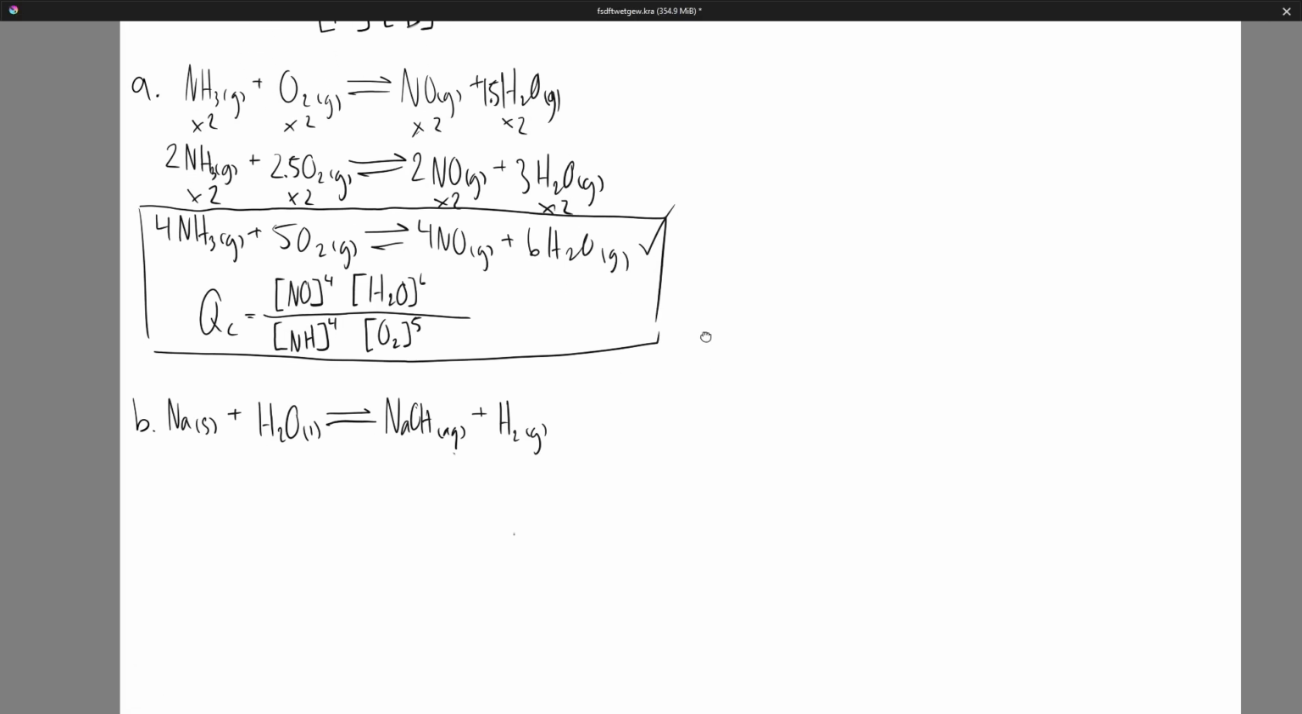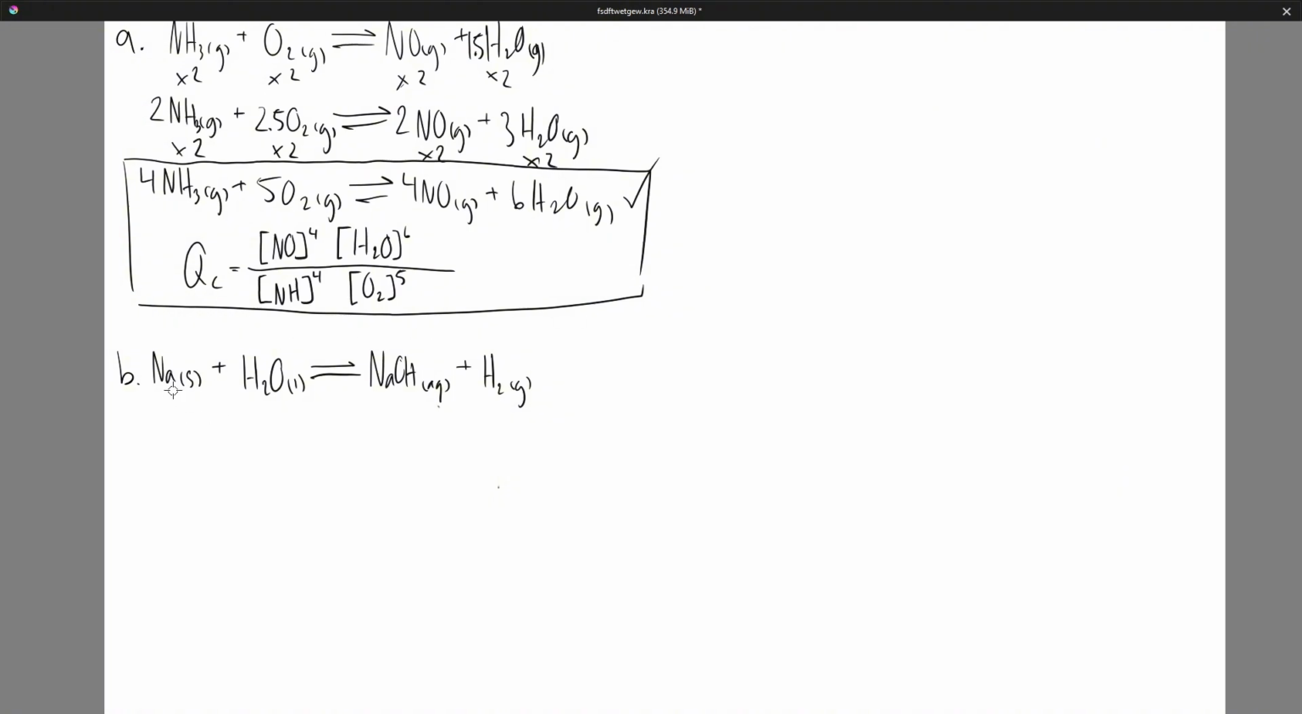Now for the second problem, it's the reaction between solid sodium and liquid water to make sodium hydroxide solution and hydrogen gas. So there's one sodium, that's good. Two hydrogens, three hydrogens here, that's not good. But one oxygen, that's good. So the only thing not balanced is the hydrogen. So in order to temporarily balance it, we want to put a 0.5 right here.